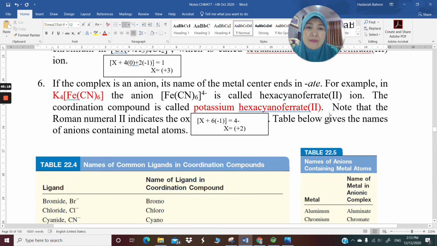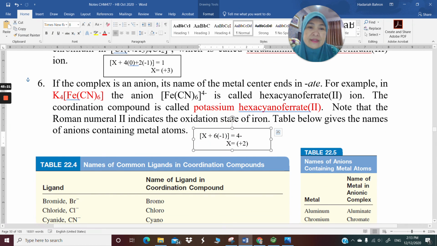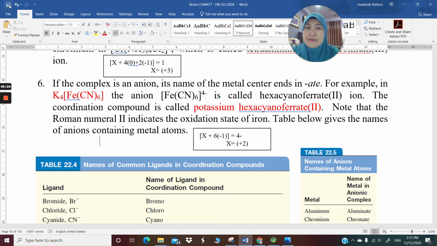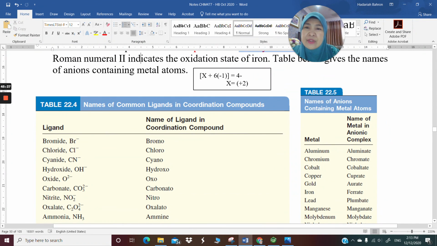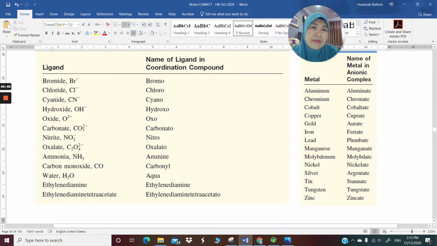Right. So note that the Roman numeral 2 indicates the oxidation state of iron. So the table below gives the names of anions containing metal ions. If aluminum is in a negatively charged complex ion, it is called aluminate. Chromium is chromate. Cobalt is cobaltate. Copper is cuprate. Gold is aurate. Iron is ferrate. It's not ironate.